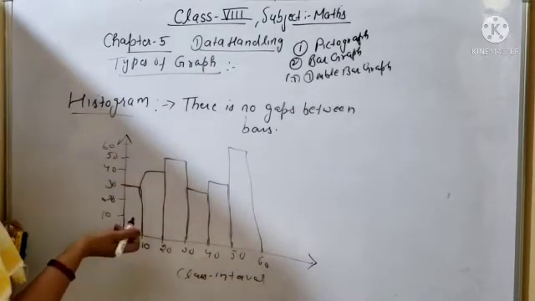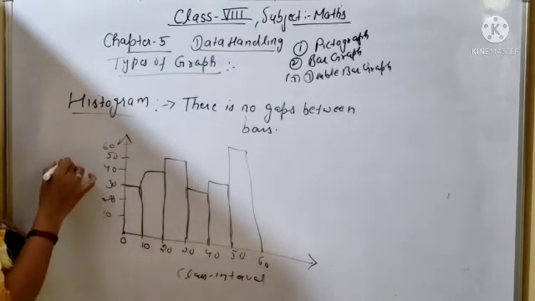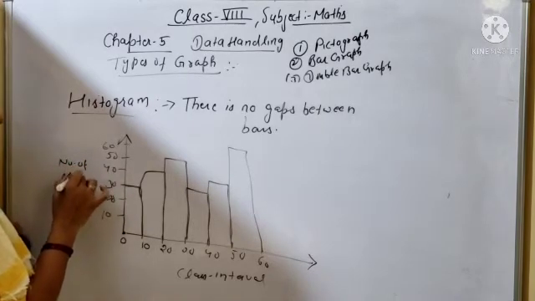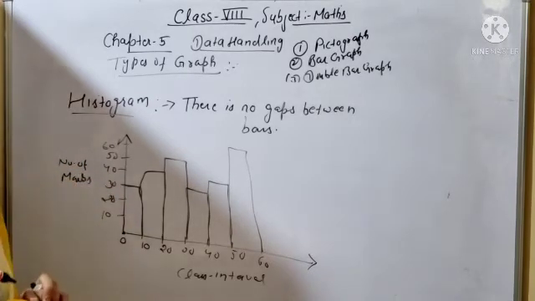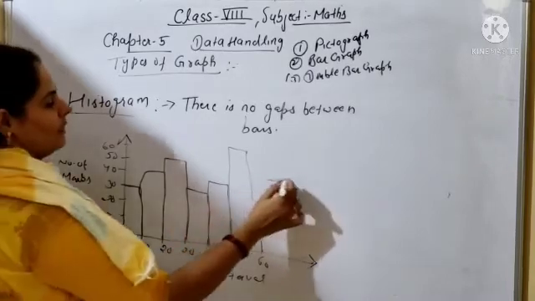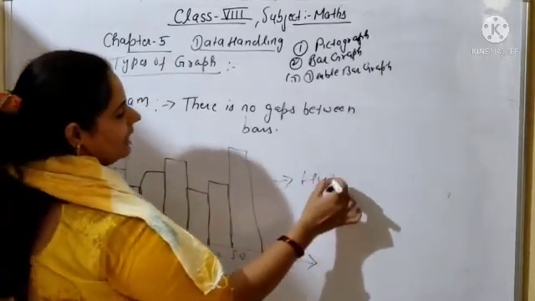And here you can write the number of students or the number of marks, whatever is given in your question. So this type of graph is called the histogram.